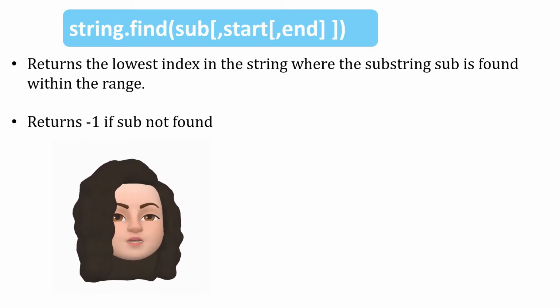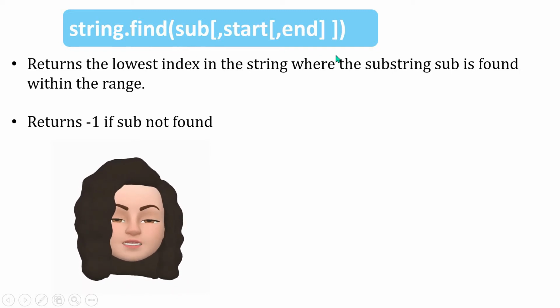Okay, let me explain this with an example. Before that, let's have a look at the syntax. Name of the string variable, dot, find function within parenthesis. First specify the substring, comma, start, comma, end. The start and end are optional. Start is nothing but the starting index, end is the ending index. Between these indexes only you have to search for the substring. So if start and end are not specified, Python will search in the entire string. So here start and end are optional.